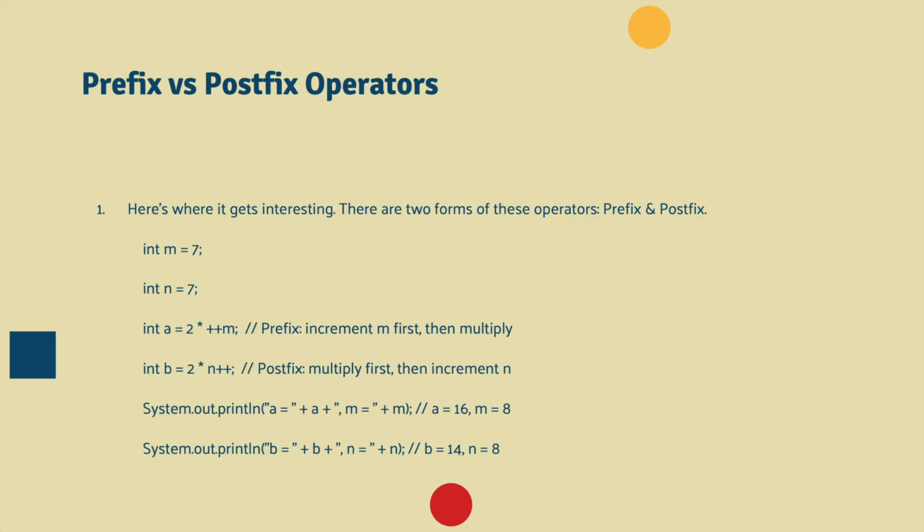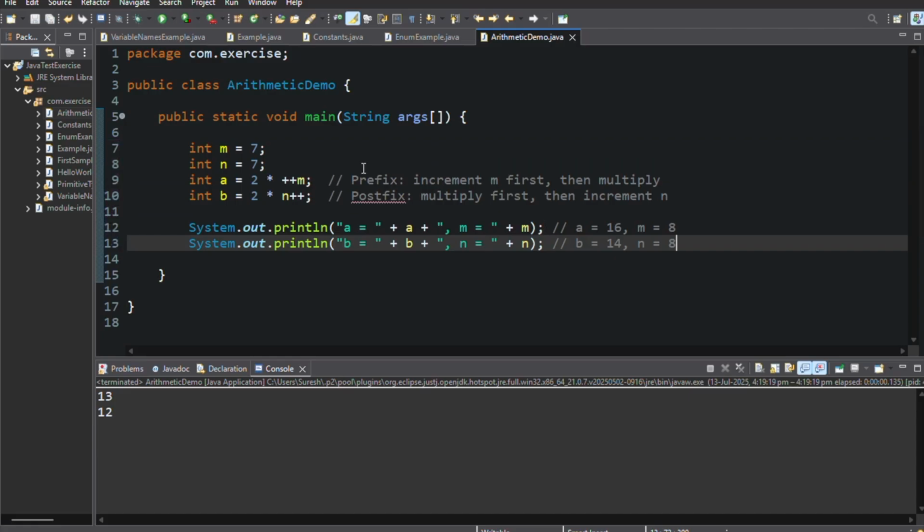Here's where it gets interesting. There are two forms of these operators, prefix and postfix. The prefix form does the increment first, while the postfix form uses the old value first, then increments.